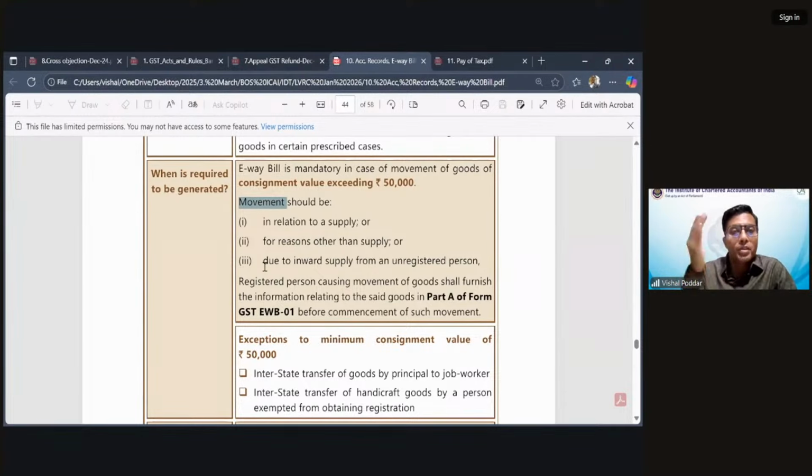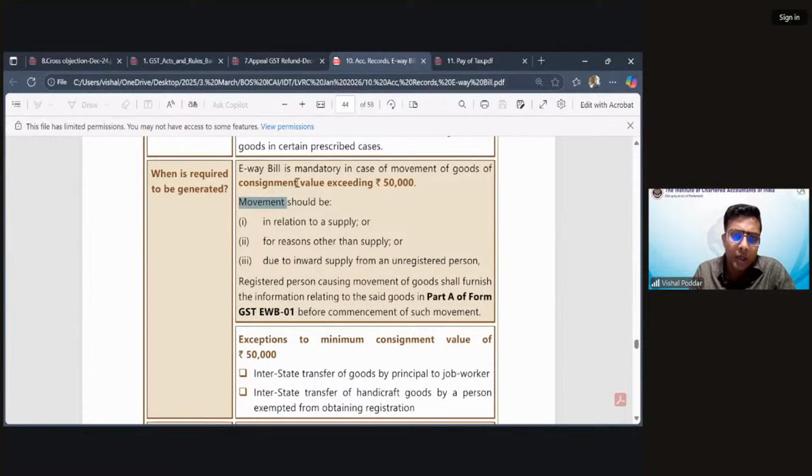Similarly, if your supplier is unregistered, you as a buyer, as a recipient, also have to generate an e-way bill for your inward supply. So basically, any movement on road should be backed up by an e-way bill generated through the e-way bill portal. If not, your goods may be detained and penalty may be imposed.